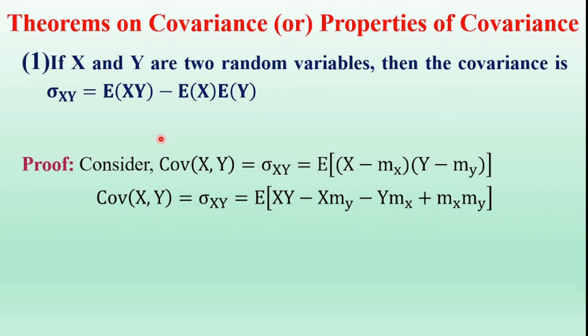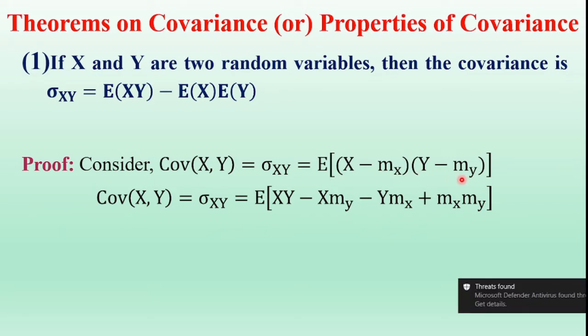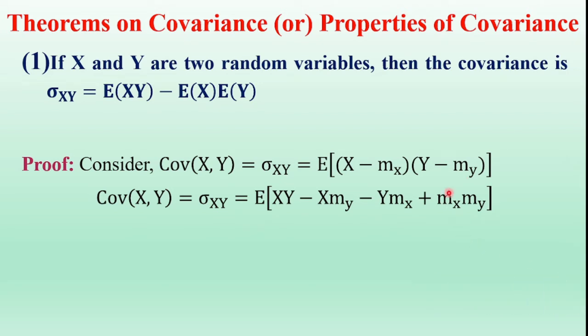Now coming to the proof. We know that the covariance between two random variables is denoted by sigma suffix xy or covariance of x comma y. The covariance between two random variables is given by covariance of x comma y is equal to expectation of (x minus mx) into (y minus my). Here, mx is the expected value of the random variable x, and my is the expected value of the random variable y. Multiplying x minus mx into y minus my, we get four terms.